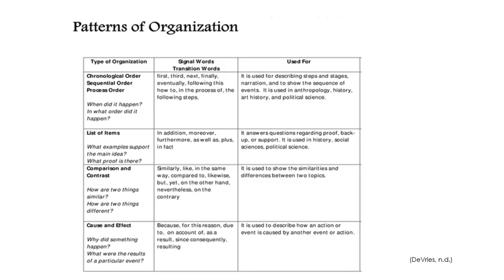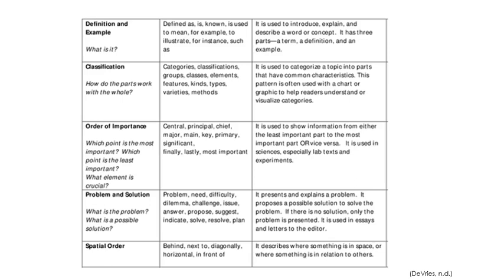Another pattern, cause and effect. Why did something happen and what were the results of the event? Signal words for this will be because, for this reason, on account, resulting. Continuing with organization, you have a text that can be definition and example, what it is. Our signal words are defined as, is known as, for example. Then you have clarification. How do the parts work with the whole?